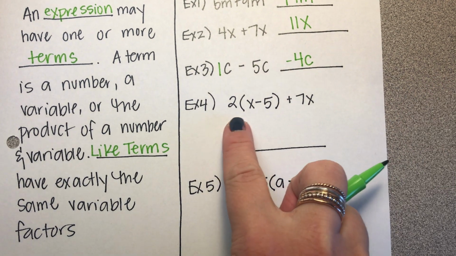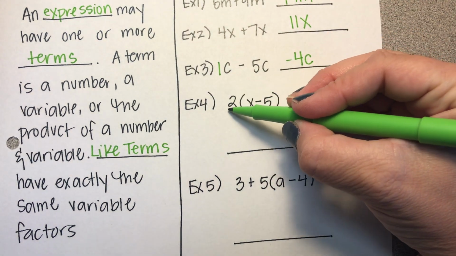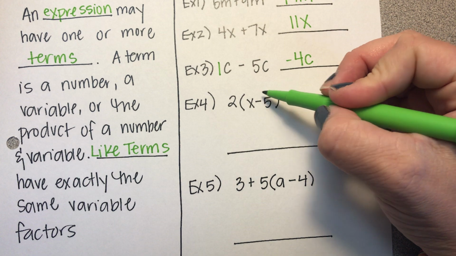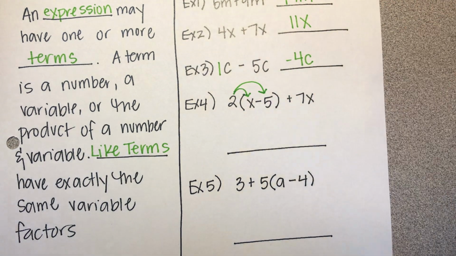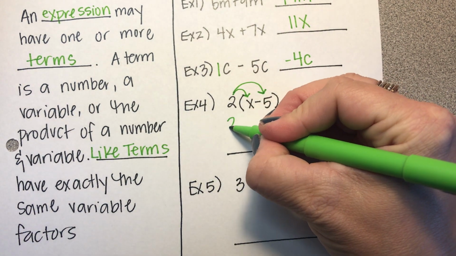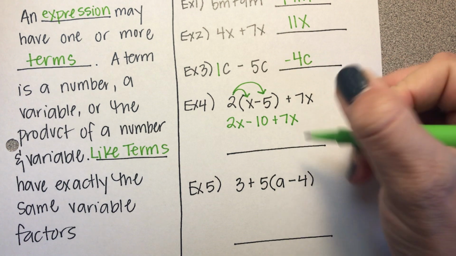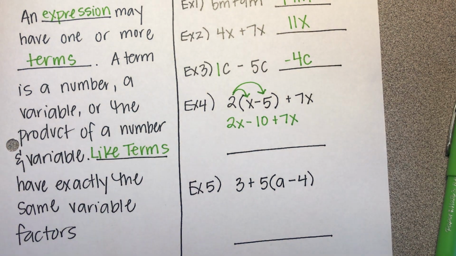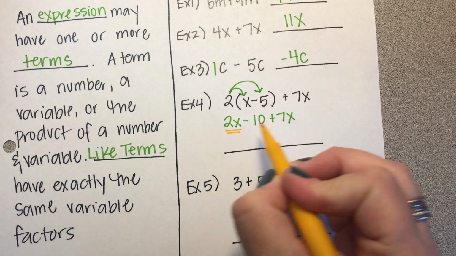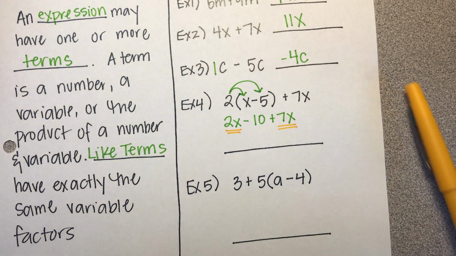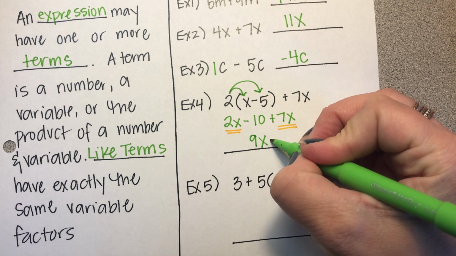So let's talk about this one down here. We're going to simplify this. Because we have this coefficient times this parentheses, we're going to do the distributive property. This is why we learned this last chapter. So that gives us 2x minus 10 plus 7x, right? Because 2 times x was 2x, minus 2 times 5 is 10. So now I'm going to combine my like terms.